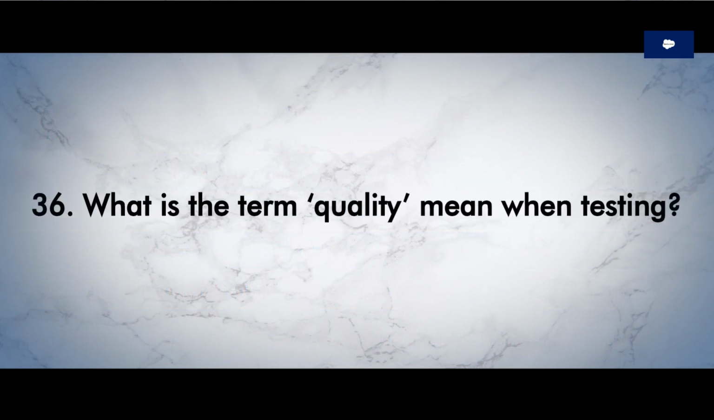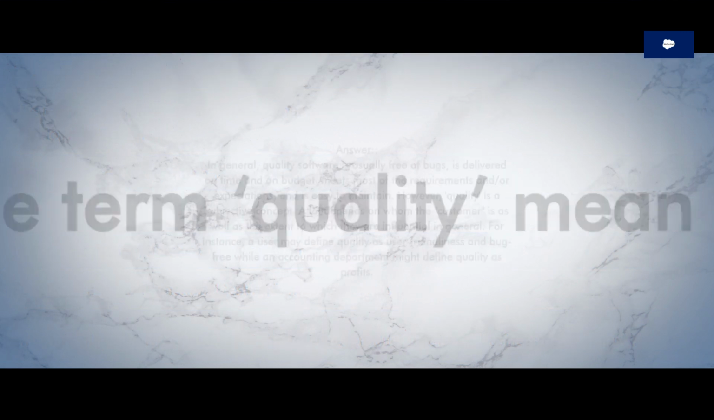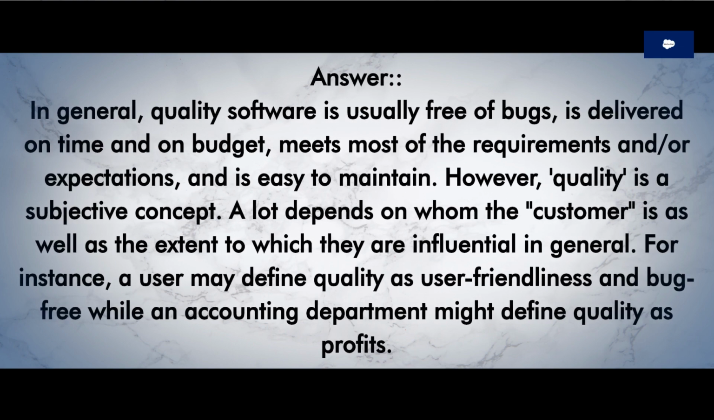What does the term quality mean when testing? Answer. In general, quality software is usually free of bugs, is delivered on time and on budget, meets most of the requirements and/or expectations, and is easy to maintain. However, quality is a subjective concept. A lot depends on whom the customer is as well as the extent to which they are influential in general. For instance, a user may define quality as user-friendliness and bug-free, while an accounting department might define quality as profits.